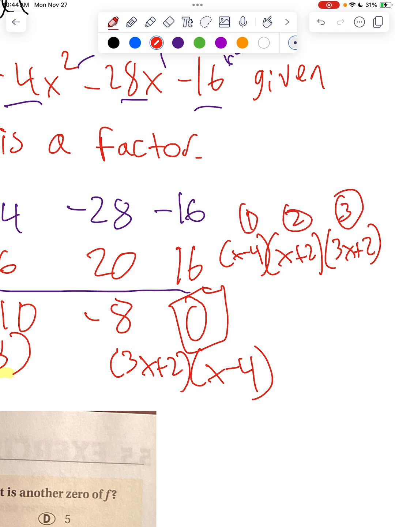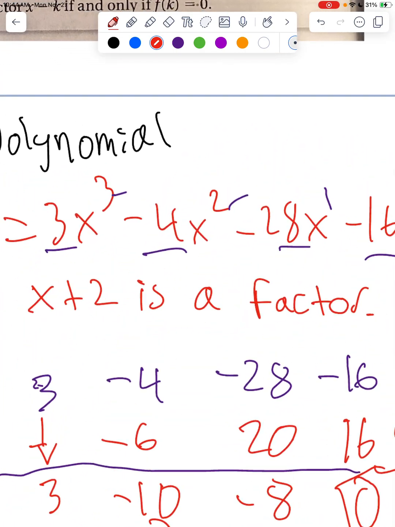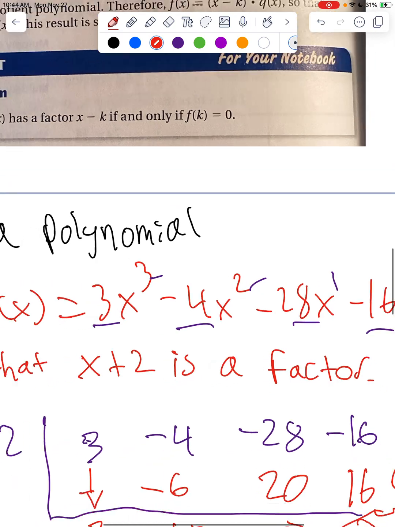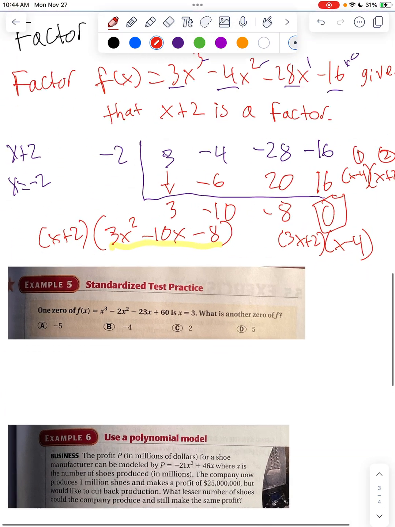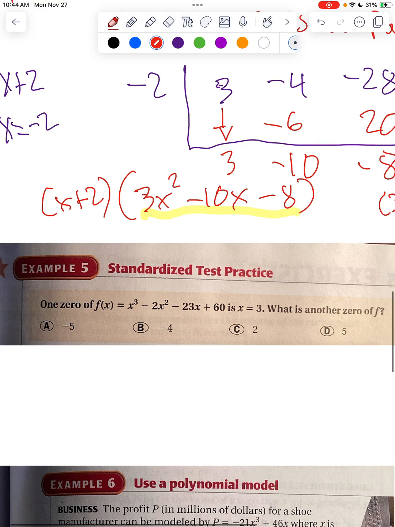You successfully found all 3 factors. Looks a lot different than what we started with. All right, let's take a look. One zero of f of x is x equals 3. What is another zero of f?